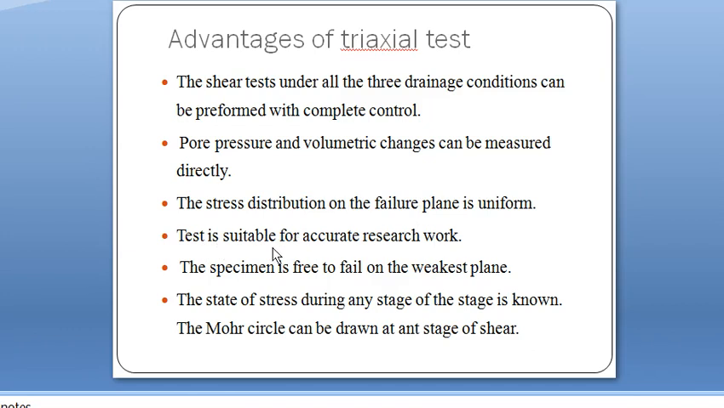And the third advantage, the test is suitable for accurate research work because we are getting accurate results, and we can conduct it on any type of soil at any drainage condition. And the specimen is free to fail on the weakest plane. It is free to fail at its own weakest plane, but in the direct shear test we are fixing the horizontal plane as the weakest plane, whereas here it can fail at its own weakest plane. And the last one, the state of stress during any stage of the experiment is known. The Mohr circle can be drawn at any stage, but in the direct shear test we are drawing the Mohr circle at the failure condition only.